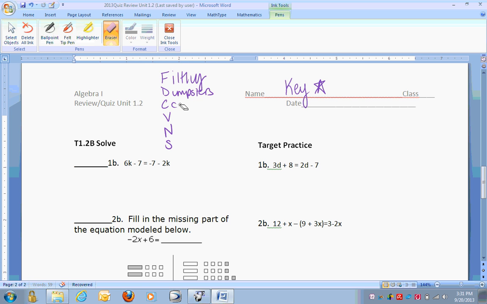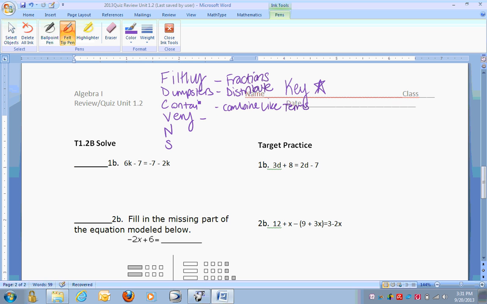And the filthy part means fractions, right? We need to take care of our fractions first. Dumpsters is distribute. Contains is combine like terms on either side of the equal sign.